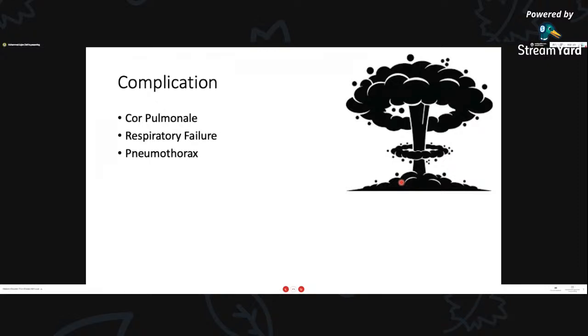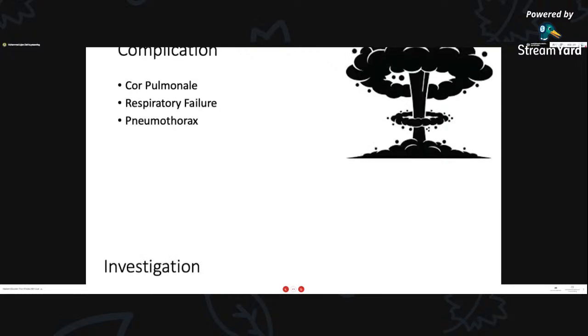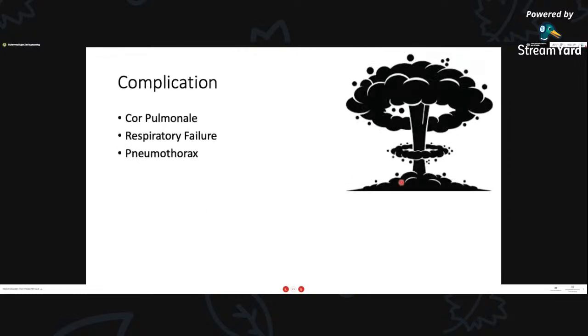Second will be respiratory failure, of course, which can be type 1 or type 2. Type 1 will be hypoxic and type 2 will be hypercapnic. Patients are also predisposed to having a pneumothorax. And of course, indirectly, because one of the largest risk factors is tobacco smoking, in the CPG it also included lung cancer as part of the complications.